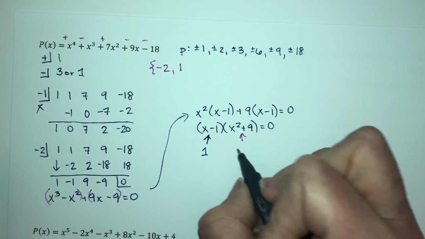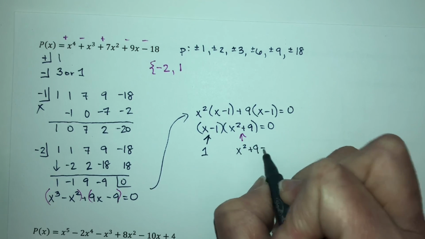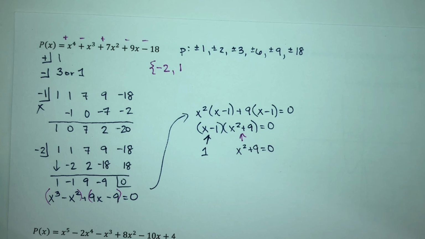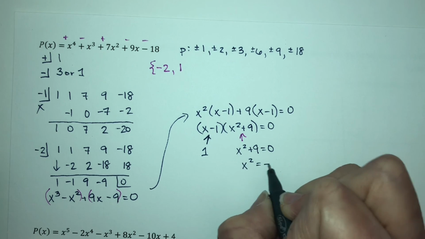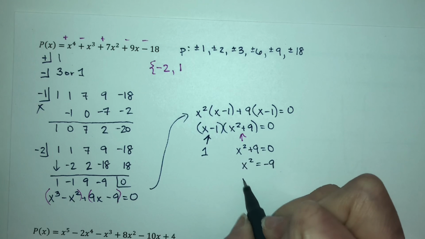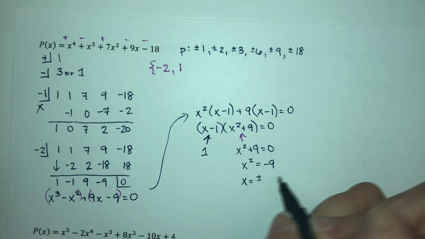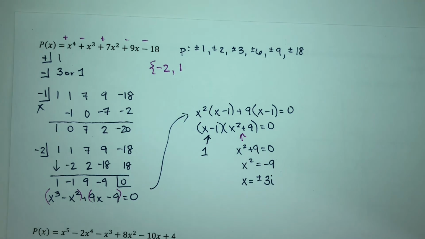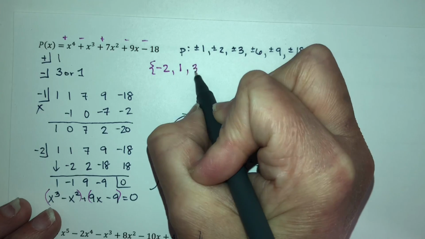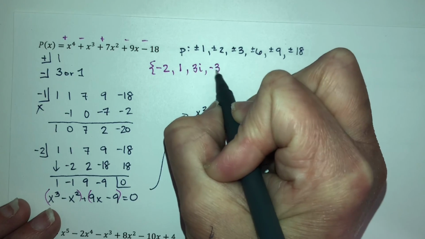So you set x squared plus 9 equal to 0. This does not factor. You can use the quadratic formula, but I would solve this by the square root method. Move the 9 to the right, and then take the square root of both sides, and you get plus or minus the square root of -9, which is 3i. So your other two solutions are 3i and -3i.